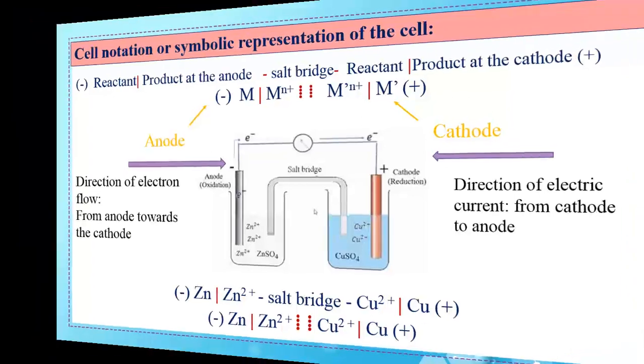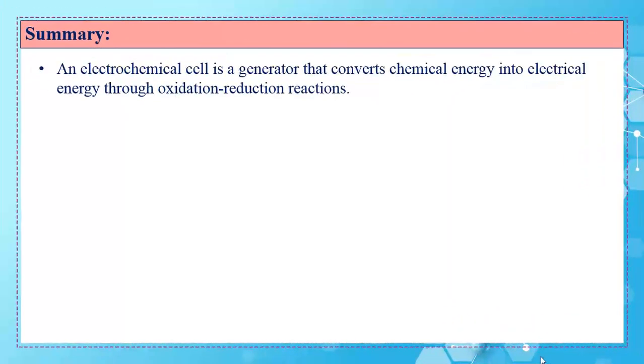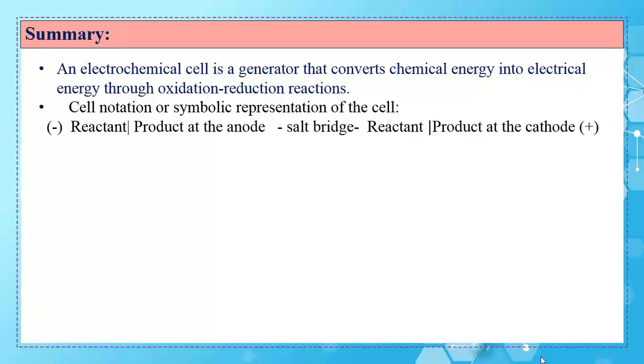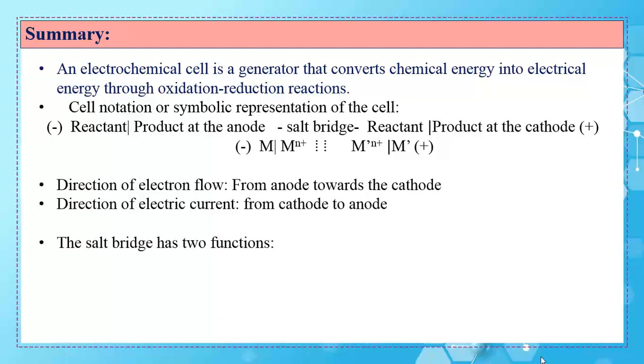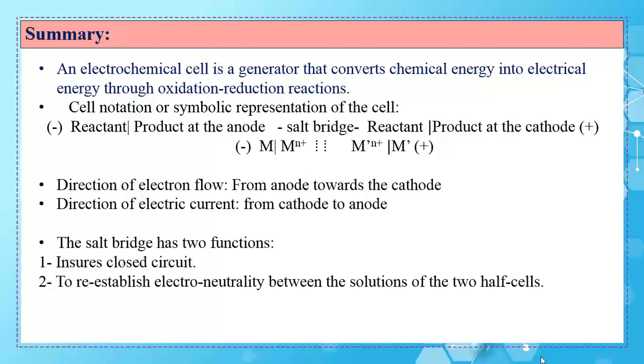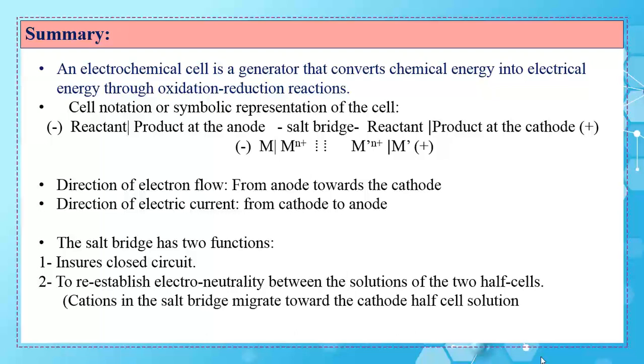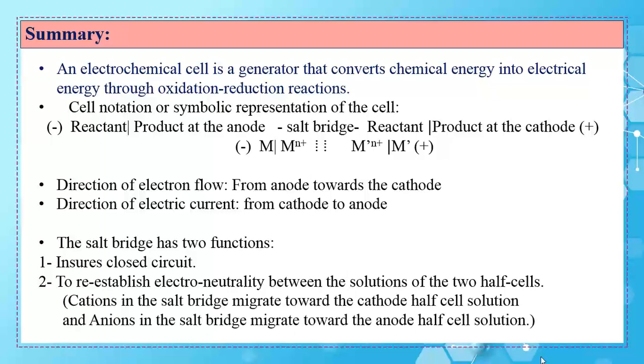And that's simply it. In this video, you've learned that an electrochemical cell is a generator that converts chemical energy to electric energy. The cell notation or symbolic representation is a simplified way to represent a galvanic cell starting from the anode to the cathode, and between them, there's a salt bridge. The direction of electrons is from the anode to the cathode, which is opposite to that of the electric current, which is from the cathode to the anode. The salt bridge has two important functions: to ensure a closed circuit and to re-establish electrical neutrality between the cathode and the anode. Cations move towards the cathode and anions will migrate towards the anode half cell.